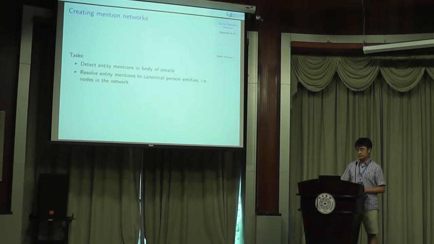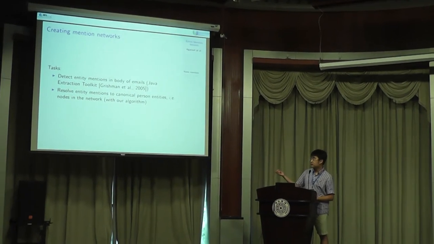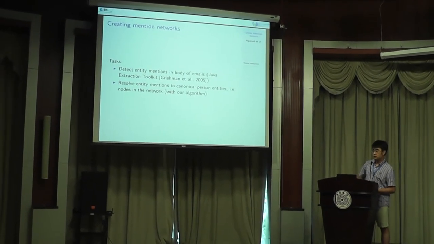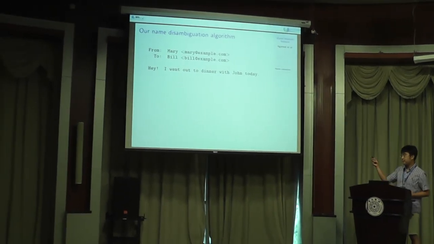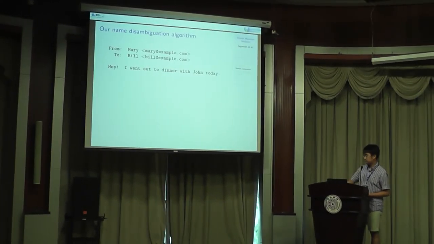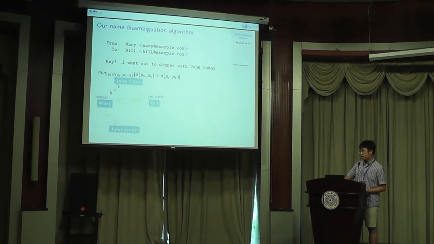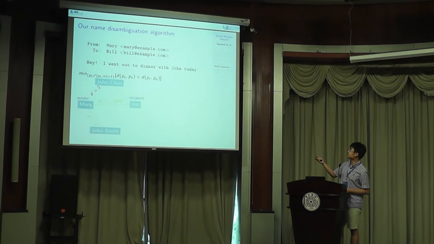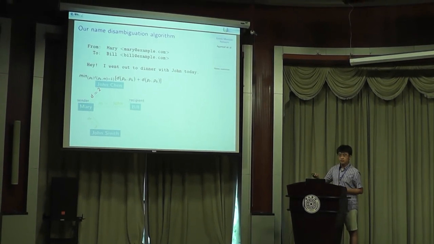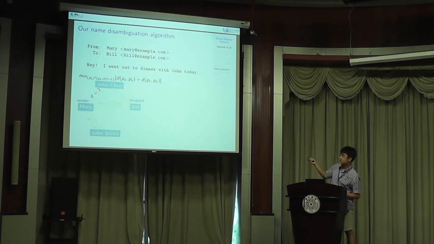So that is creating those networks. And they do the second thing, resolving those mentions with the following algorithm. Back to the same email that we looked at. Let's say that we have two Johns in the network. John is mentioned, but a machine does not know which John Mary is referring to. So let's suppose there are two Johns in the network, John Chen and John Smith.